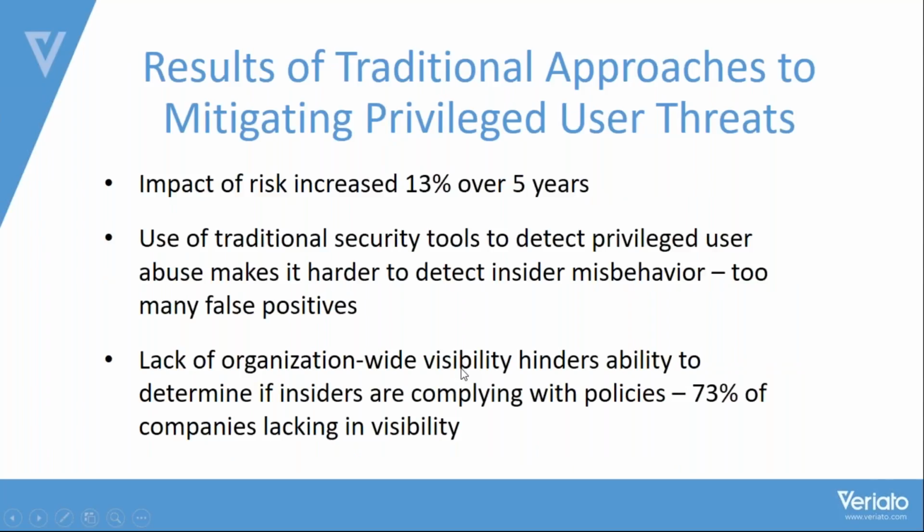Here are the results, though, okay? The results of these traditional methods that we're talking about. The impact of risk actually increased 13% over 5 years. Use of traditional security tools to detect privileged user abuse makes it harder to detect insider misbehavior. Too many false positives. All this technology out there is going to alert us to all this stuff, and we're going to get false positives. And what's going to happen when you have false positives?